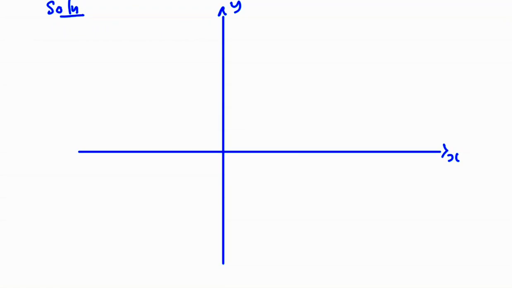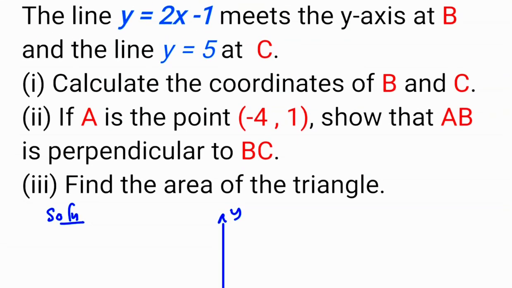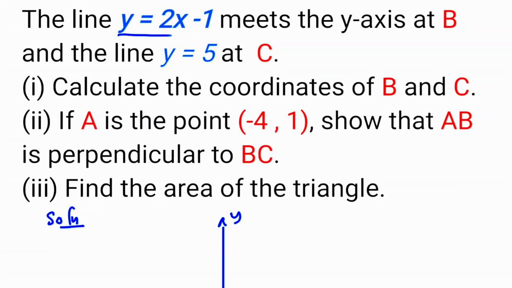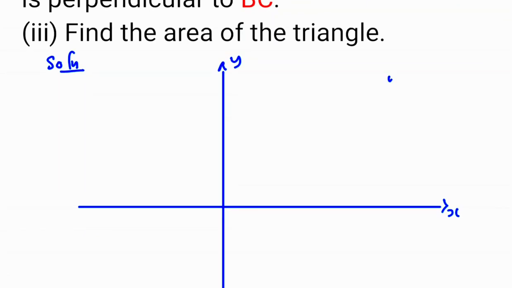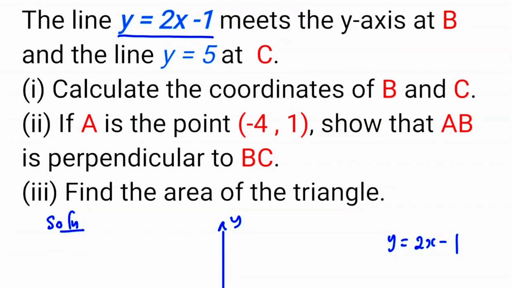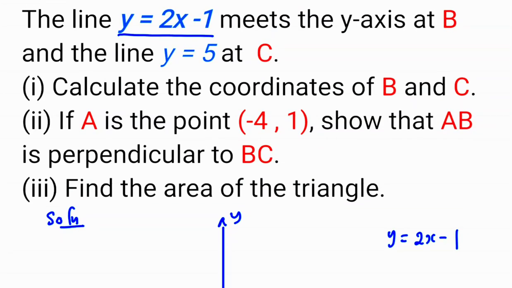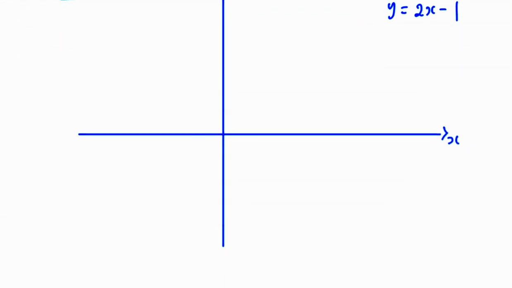Now I have my xy axis. The first thing it told us is that the equation is y = 2x - 1. So we have y = 2x - 1. And now they told us something, that it meets the y-axis at B. Now, what that means is that it cuts the y-axis at B.